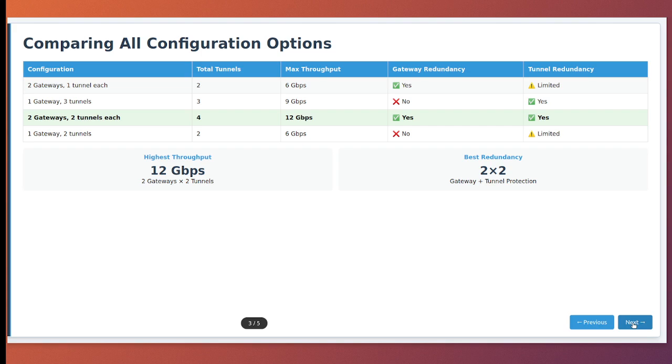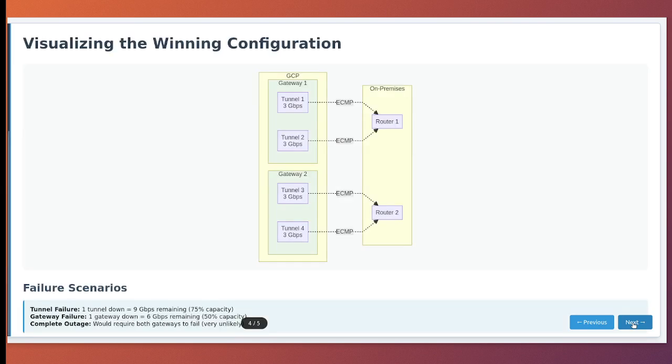Option 3 maximizes both dimensions. Visualizing traffic flow and failover. Let's visualize how traffic flows in the winning configuration and what happens during failures. In normal operation with 2 gateways and 2 tunnels each, traffic is distributed across all 4 tunnels using ECMP routing. If your on-premises router supports ECMP, each packet can take any of the 4 paths, effectively giving you 12 gigabits per second of throughput. The load balancing happens automatically at the routing level.